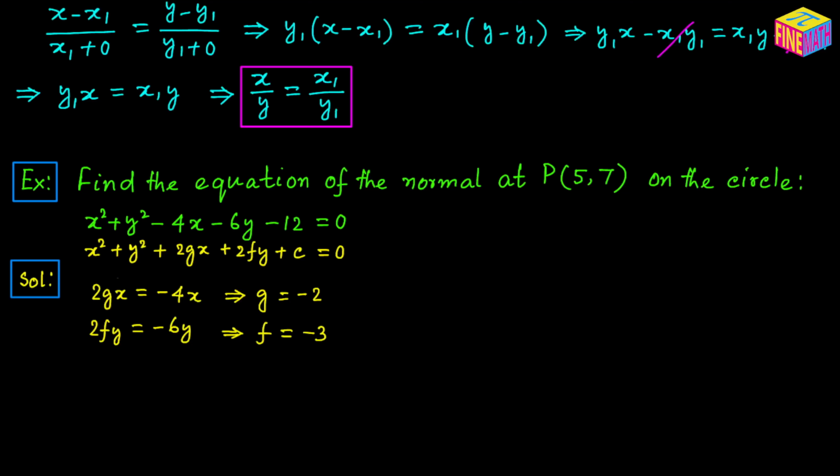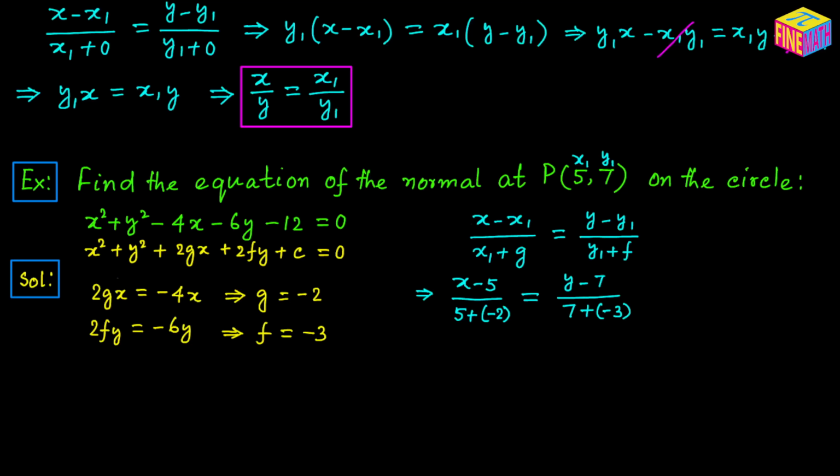So let's take the original equation, which was like this. This is the equation of the normal. And here we need to plug in the value of x sub 1, y sub 1, g and f. Now what are x sub 1 and y sub 1? Well, they are the coordinates of the given point P. I have made a small note there. Right on top of 5, I have noted x sub 1, and above 7, I have noted y sub 1. Also, we have found the values of g and f. So let's just plug in the values.